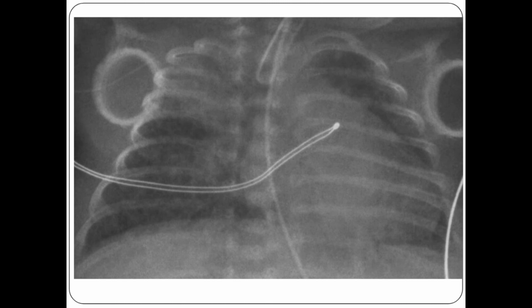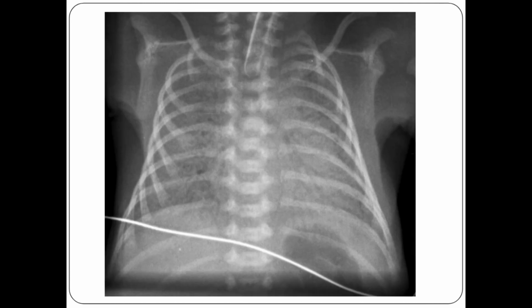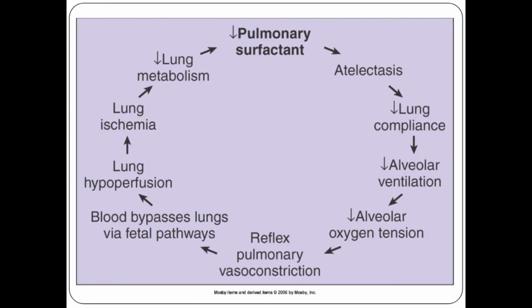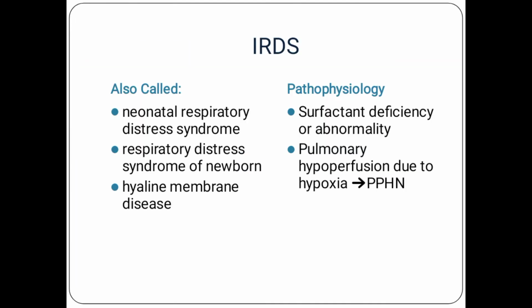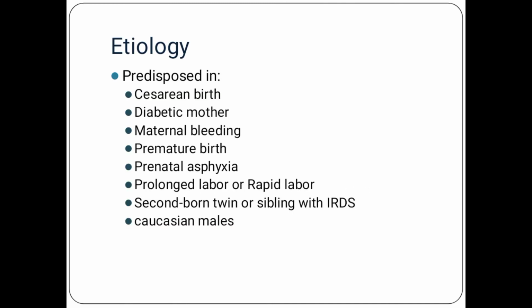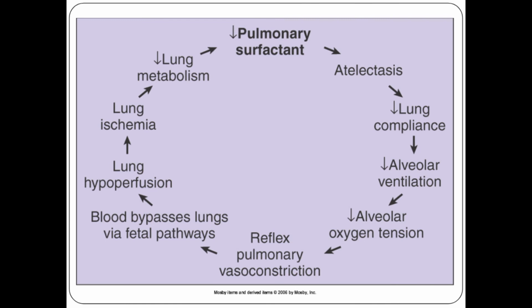So we have discussed idiopathic respiratory distress syndrome. Try to remember, it's also called neonatal respiratory distress syndrome of newborn, hyaline membrane disease. Pathophysiology includes surfactant deficiency or abnormality, and pulmonary hypoperfusion due to hypoxia. It is more commonly seen in cesarean birth, diabetic mother, maternal bleeding, premature birth, perinatal asphyxia, prolonged labor or rapid labor, second born twin or sibling with idiopathic respiratory distress syndrome, and Caucasian males.